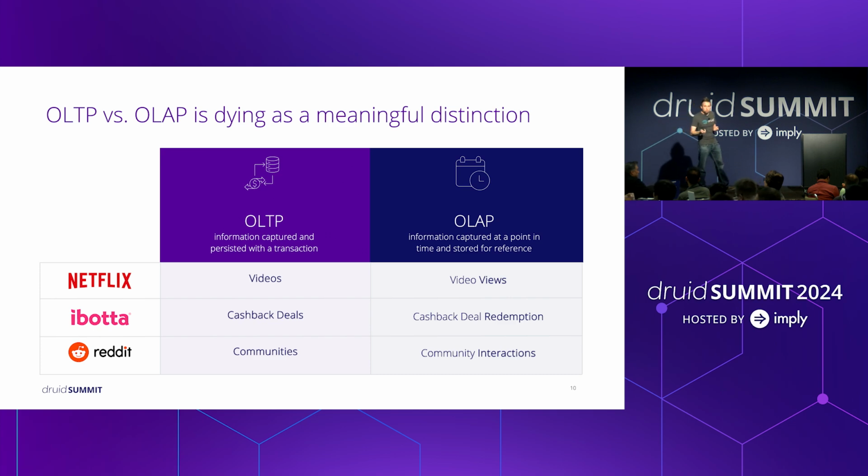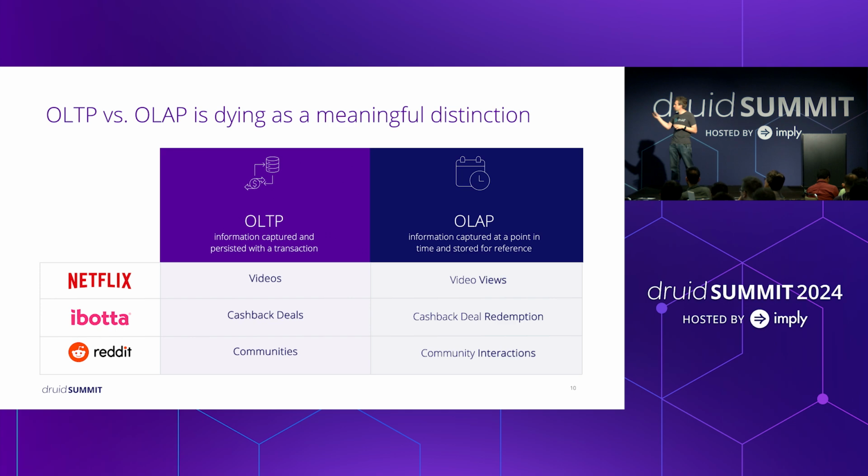You go to Reddit, it's fundamentally a similar pattern. What's in the OLTP system? It's the community data. Who are the moderators? What are the actual posts? What are people typing, writing? Which people are following which community? Then in the OLAP system, it's those interactions. Who viewed it? What did they see? How long did they stay? What ad was seen? What impression happened? How much money came from that? And we have this separation.